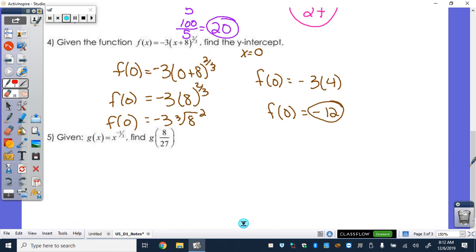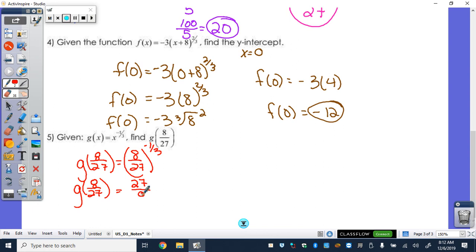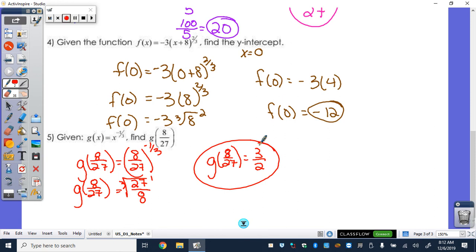Number 5, our last one there, they want us to plug in 8 over 27 for x. 8 over 27 to the negative 1/3. So again, the negative means that it's going to be a fraction, but it is already a fraction. So what happens is that fraction flips. So when you got that negative there and it's already a fraction, you just flip it. And then it's going to be the cube root of those to the 1st power. So the cube root of 27 is a 3, cube root of 8 is 2. So that ends up being 3/2.